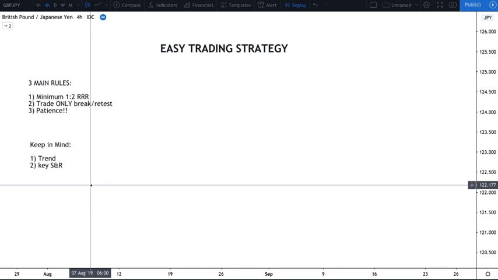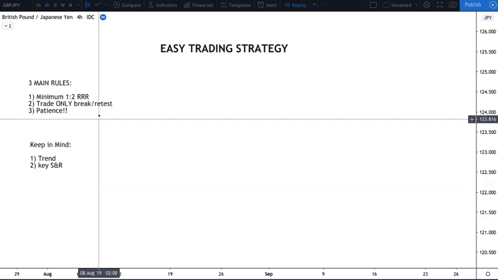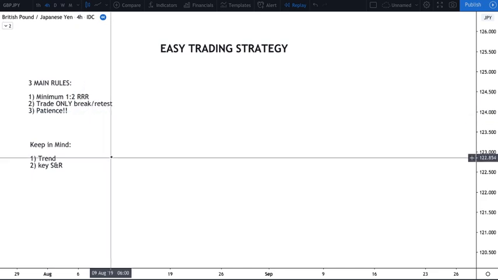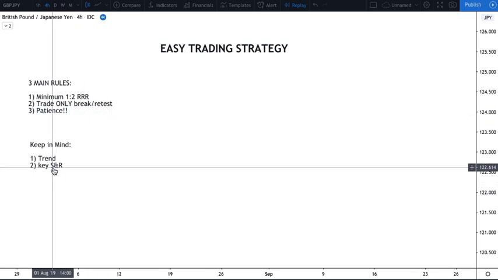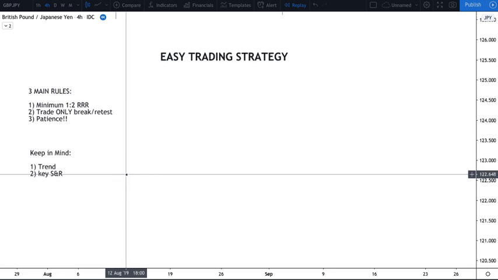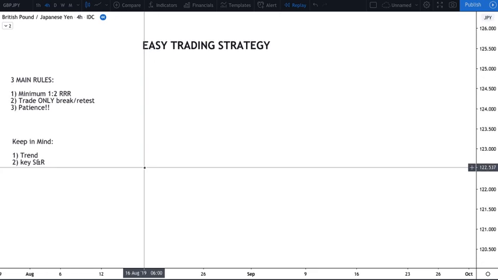This right here is very, very important for the strategy because in order to have a break and retest, you need to be able to identify the key support and resistance levels, which we will go through on the live chart. Now let's continue. Let's move on.